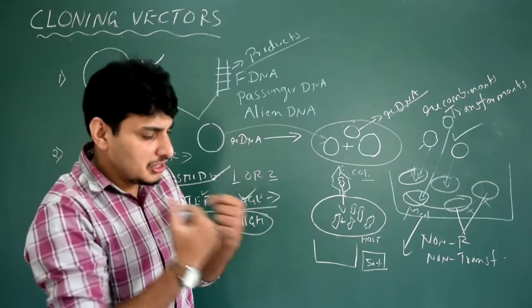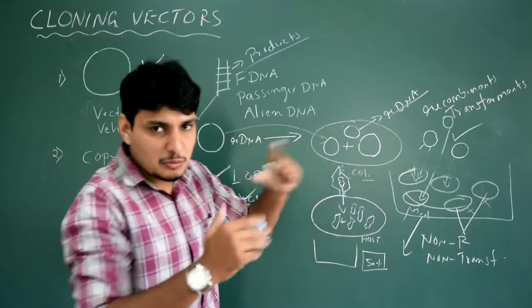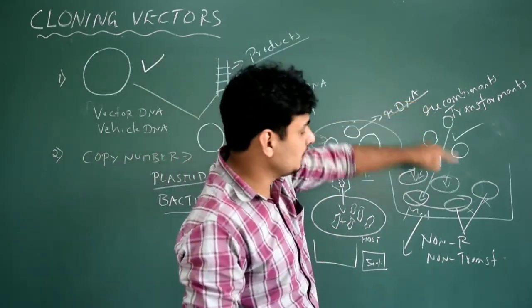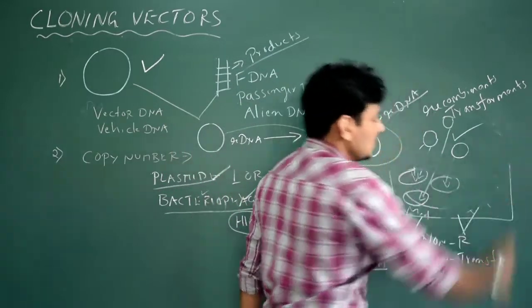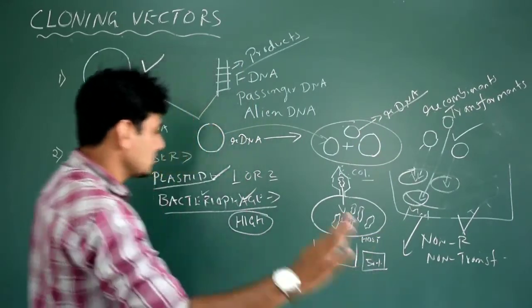So there is a particular procedure called blue-white screening. I'll make you understand that later. That is nothing but selection of recombinants and elimination of non-recombinants. So in the initial stages itself, I can remove them to avoid the failure rate. That's it.